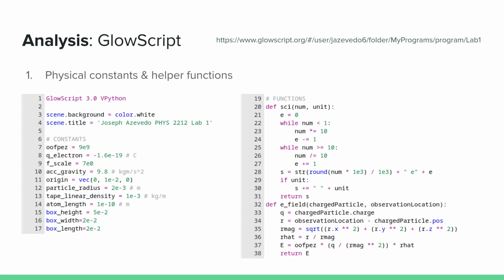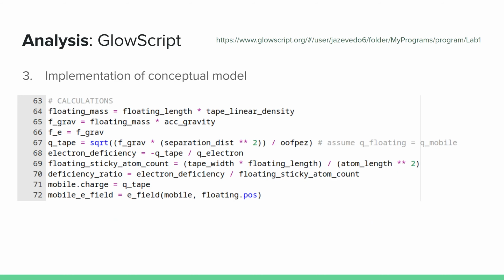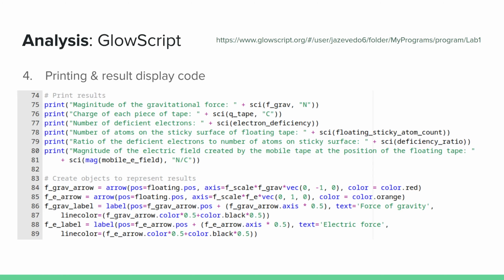This conceptual model was also created programmatically using GlowScript. I'd like to take a second to walk through the major parts. First, I defined the physical constants and helper functions. Then, I added experimental measurements taken and code to visually display the experimental setup. Next, the most important part of the script is the actual implementation of the model, where I step through the calculation of each relevant physical quantity. Finally, I included some code to print the results out and create the force arrows.